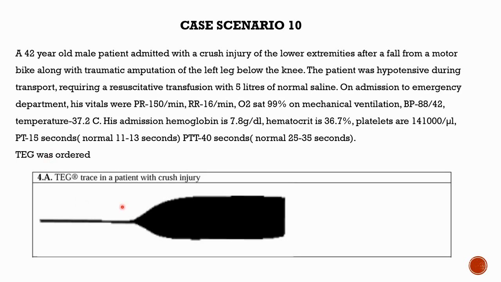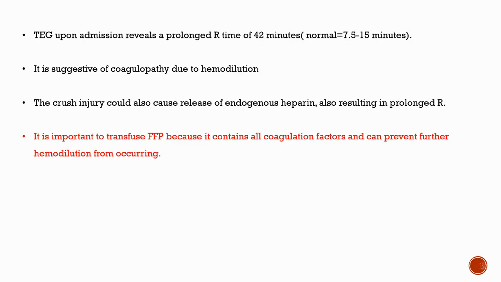So this is a TEG trace in a patient with a crush injury. As compared to a normal TEG, we can see there is an increase in R time. The R value is prolonged in this case. It is 42 minutes and it is suggestive of coagulopathy due to hemodilution, as the trauma has resulted in hemodilution. The crush injury could also release endogenous heparin, which could also result in prolonged R time. So in this case, we have to transfuse FFP as it contains all the coagulation factors and it can prevent further hemodilution from occurring.